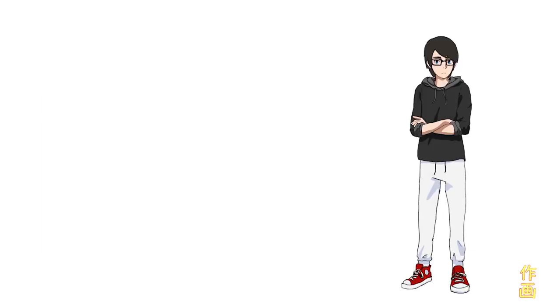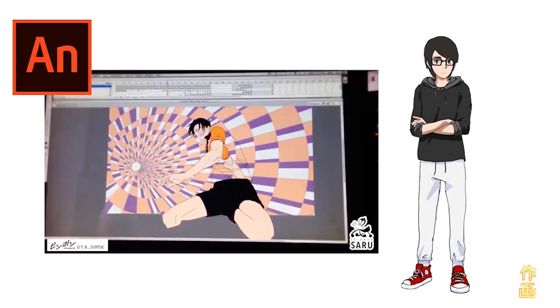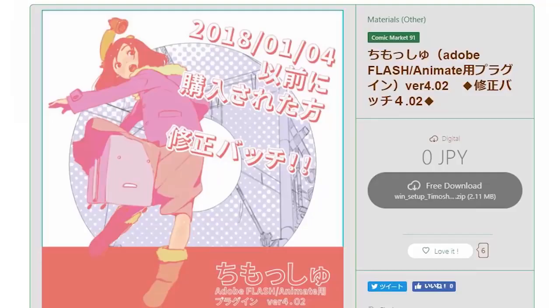Next most common would be Flash, which is now called Adobe Animate. Flash is used in the industry mainly in two ways. The first is as a drawing tool for traditional frame-by-frame animation. Animator Ryo Chimo, who's known for Knowing, Birdie the Mighty, and Yozakura Quartet, has developed a plugin called Chimoshu, which includes timesheet integration, canvas rotation, and makes Flash a little bit easier to use for frame-by-frame animation.